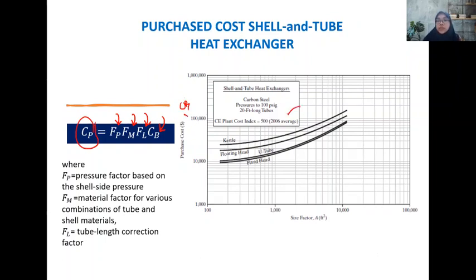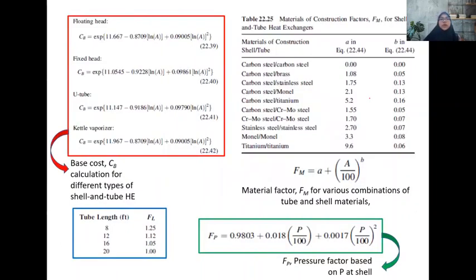Okay, referring to the scaling factor, for example, if your project is in 2020, then CA equals IA over IB times CB, where CB is in year 2006, to give the value in 2020. Or otherwise, you can use this equation to obtain the base cost.